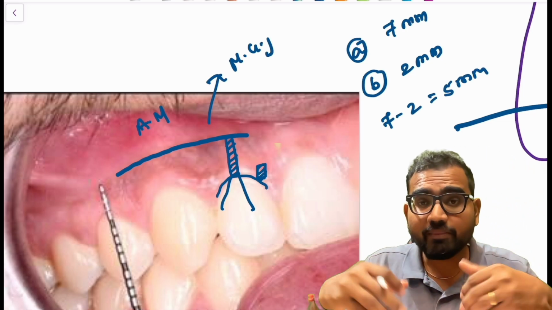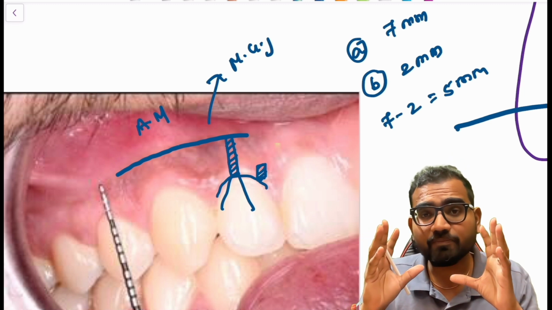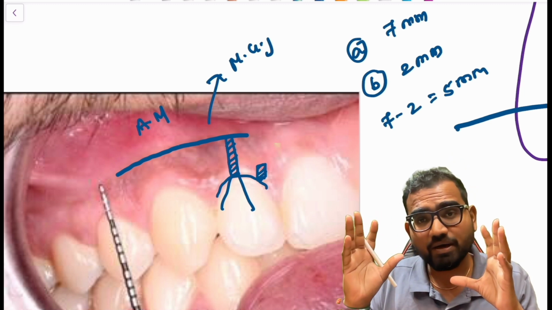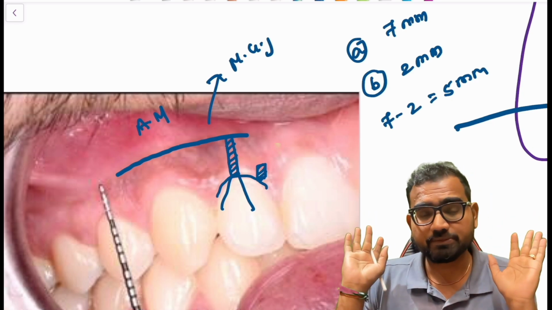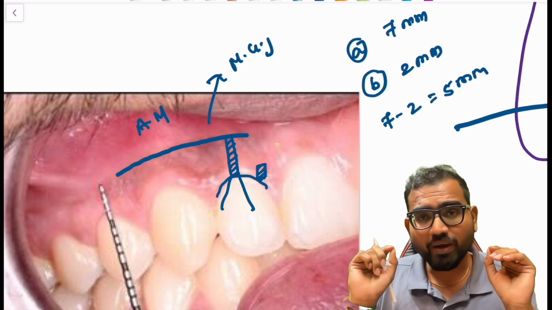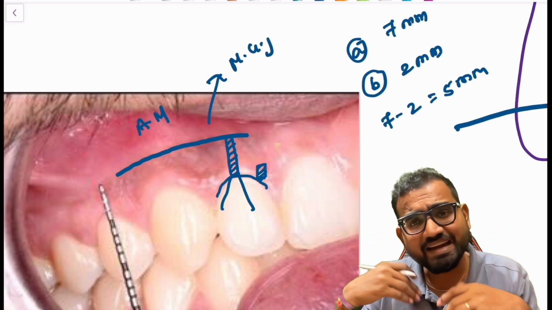Now, I'm going to frame it in words. What is width of attached gingiva? It is the distance from the free gingival margin to the mucogingival junction minus the probing depth. Why? Because the probing depth is the gingival sulcus, which is unattached.